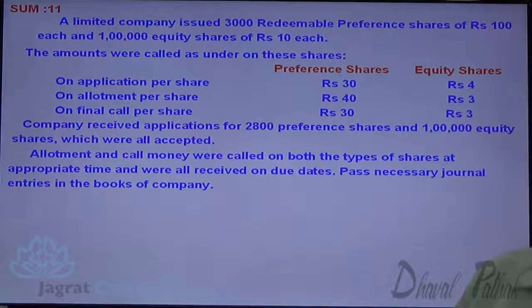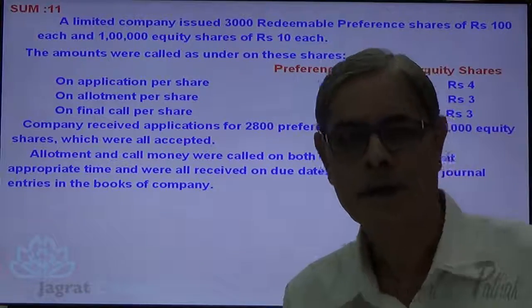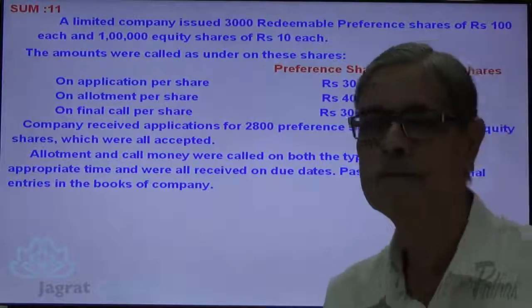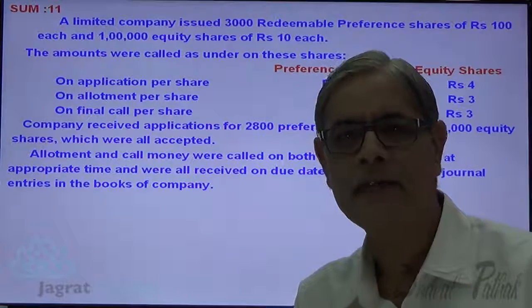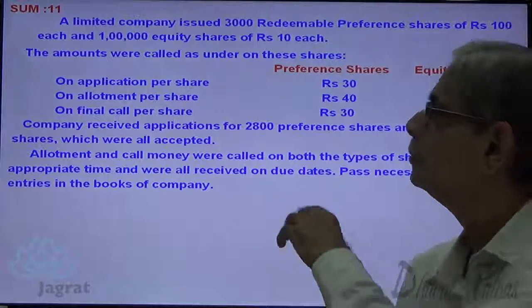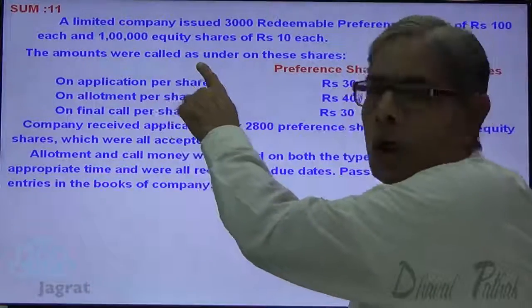A limited company issued 3000 redeemable preference shares of ₹100 each and 1 lakh equity shares of ₹10 each. The amounts were called as under.